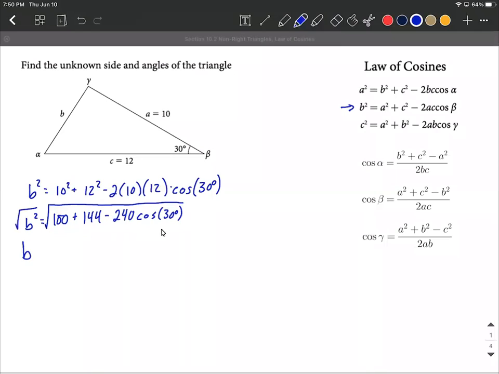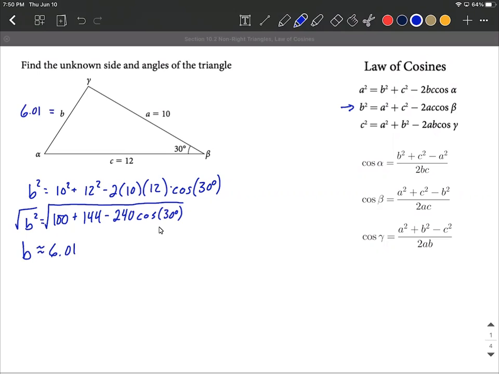I'll go ahead and put all of this in my calculator from the right-hand side, making sure that I'm in degree mode for my calculator to get this cosine of 30 degrees in. And then from there, the square root of all that. I got this to be about 6.01. So I'll label it up in my triangle.